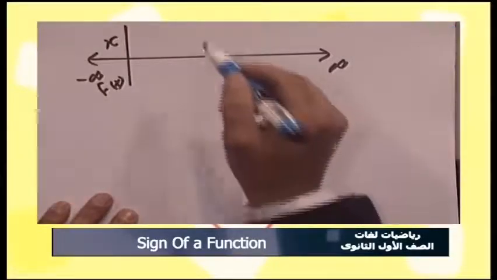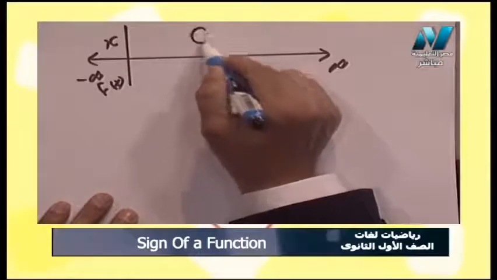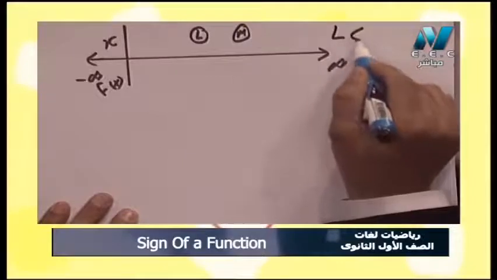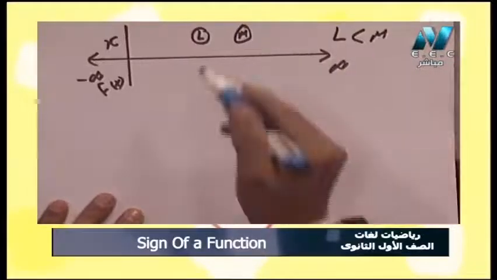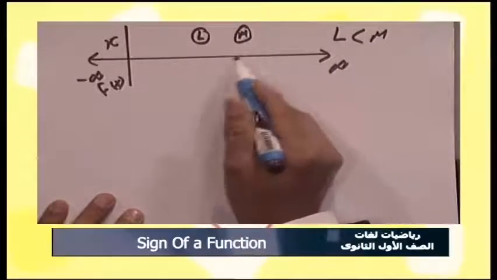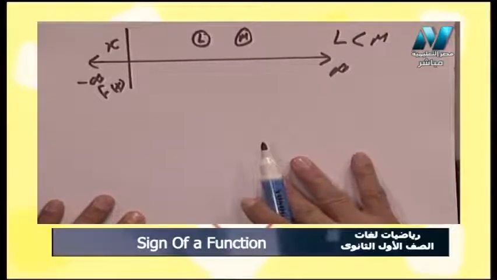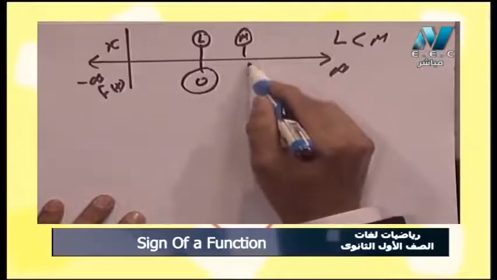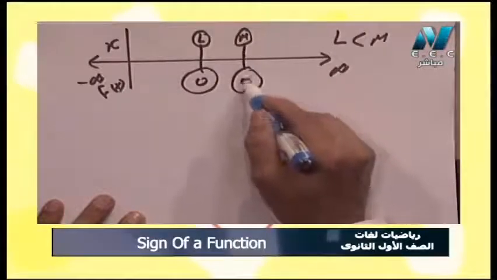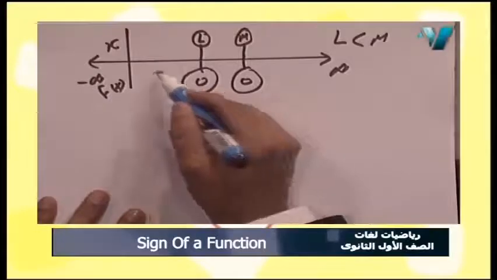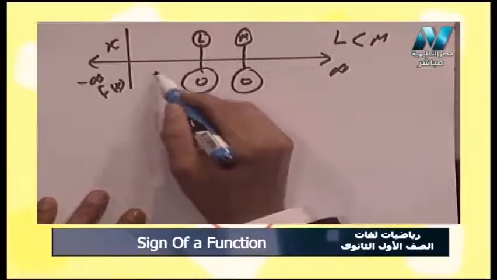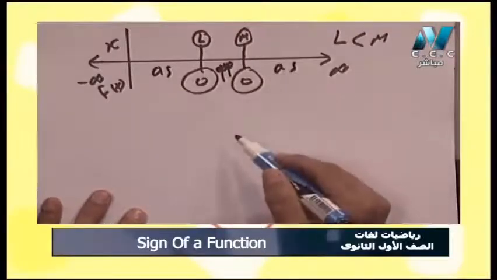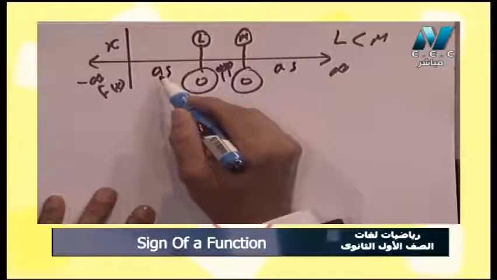If we have two roots here as L and M, with L smaller than M, so we put it on the left of M on the number line. So at L exactly the function will be 0, and at M the function will be 0, but these parts, as we said before, will have the same sign as what? As the coefficient of x power 2.